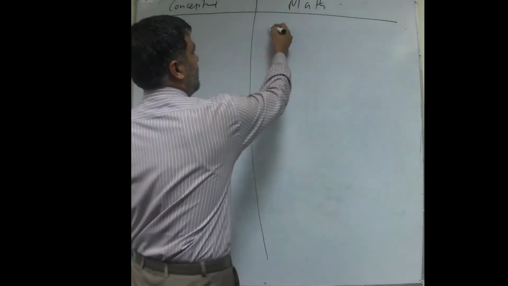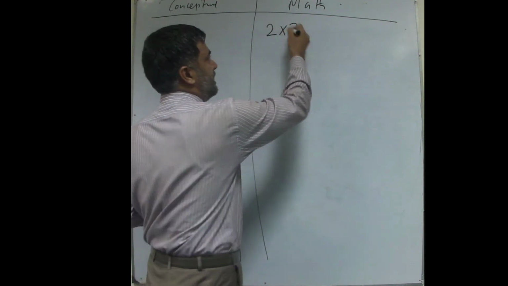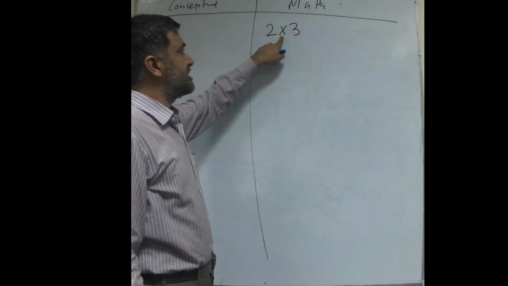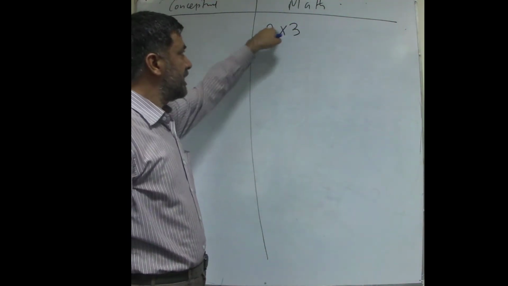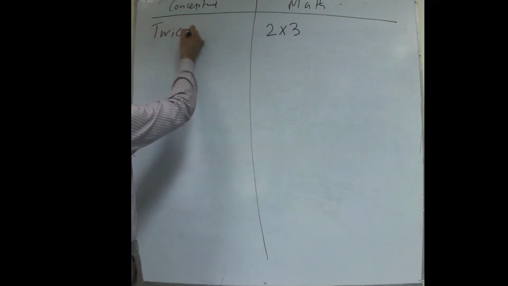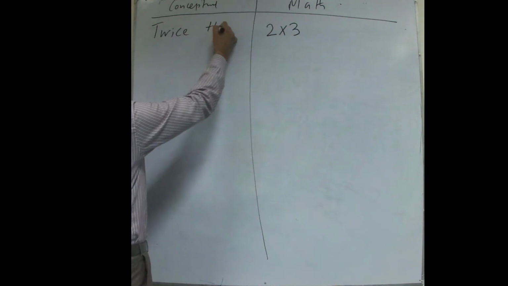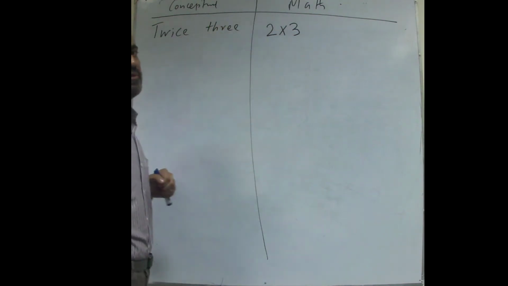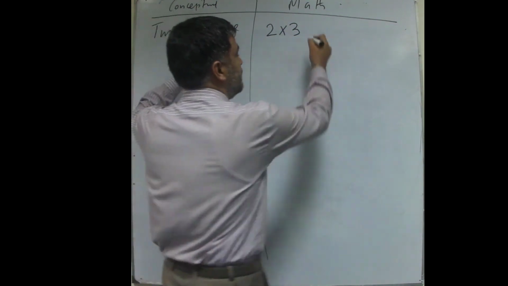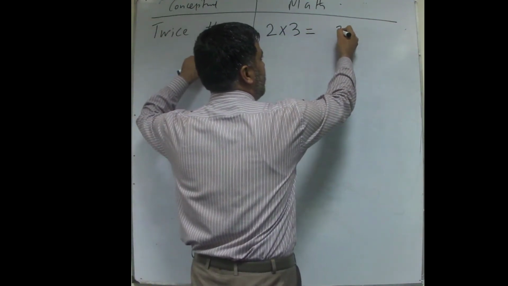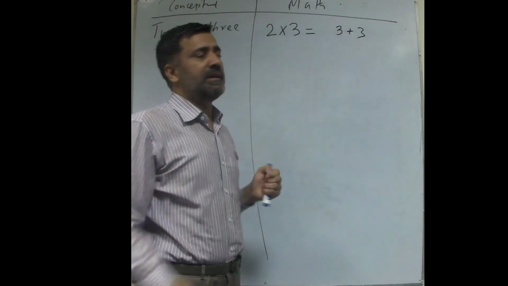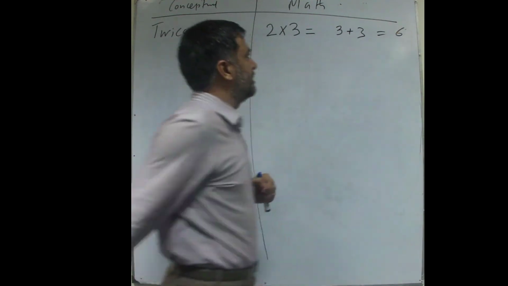So if I say, what do I mean by 2 times 3? Before I write this down, this symbol, the cross, should mean 2 times. So I can say twice 3, 2 times 3 or twice 3. Now, if you have this concept in your mind, you are basically adding 3 two times, and that you know is 6.